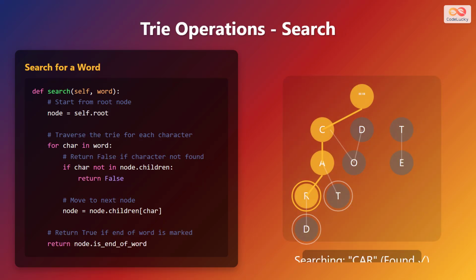Let's see how to search for a word in a trie. Begin at the root node and traverse the trie, following the path of characters in the word. If a character is not found in a node's children, the word does not exist in the trie and we return false. If the entire word is found, check if the last node is marked as the end of the word. If it is, then the search returns true, confirming the word's presence. For example, we search for the word "car". The search will return true.